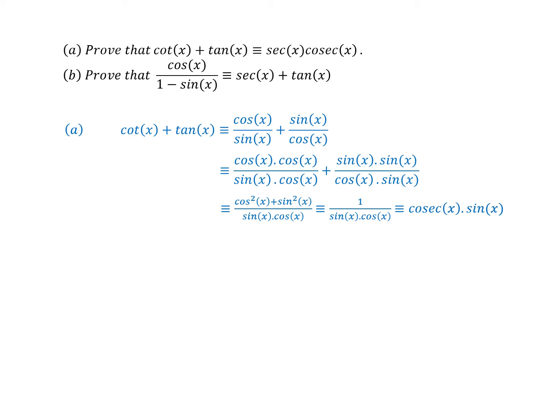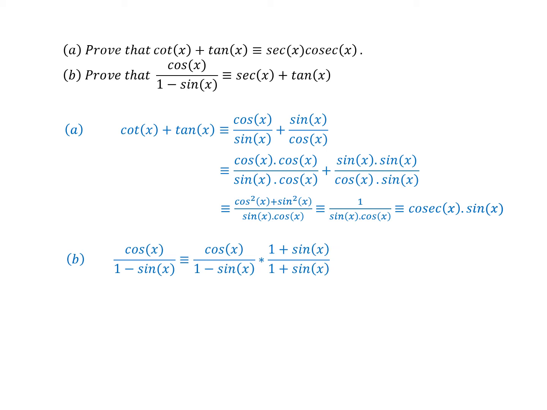So let's have a look at the second one now. Cos x over 1 minus sin x. So what I need to do here, at the moment I've got the rather interesting denominator 1 minus sin x, and I need to try to find a way of rearranging that so that the denominator is different. What I'm going to do is multiply the top and the bottom of this fraction, the numerator and the denominator, by 1 plus sin x.